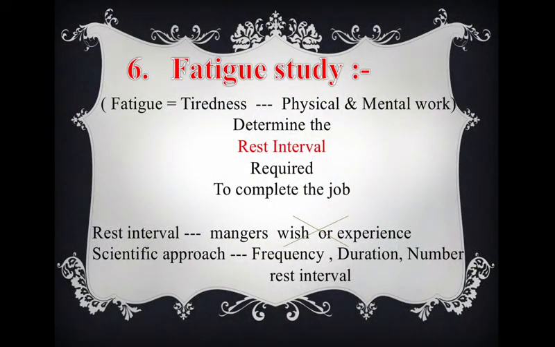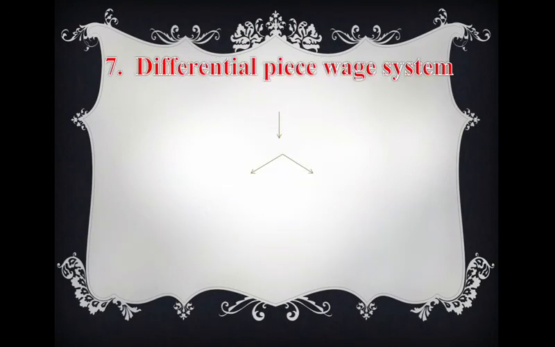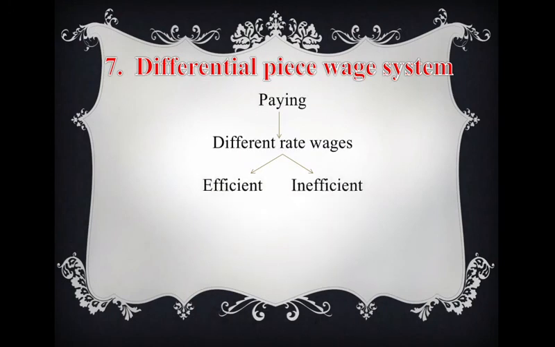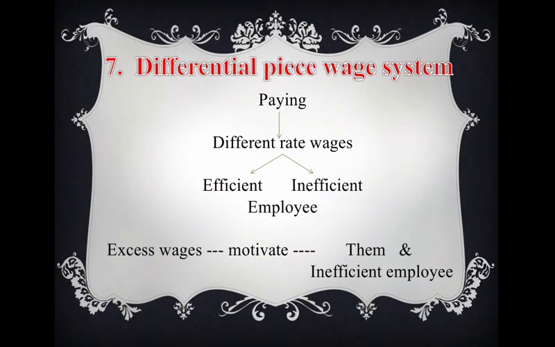After this, we have the last scientific technique of Taylor, that is differential piece wage system. Here, Taylor emphasizes paying different wage rates for efficient and inefficient employees. Excess wages paid to efficient employees will motivate inefficient employees to come into the category of efficient employees. So these were the 7 techniques of Taylor. Thank you.